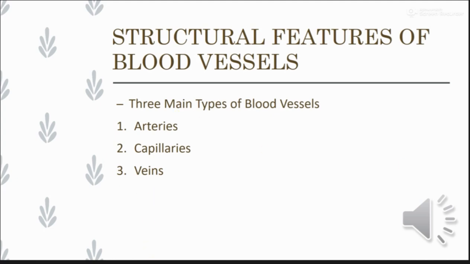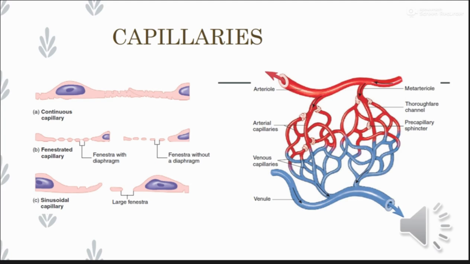Okay, so the first one is your capillaries. They are classified into three. We have continuous capillary, fenestrated, and sinusoidal. How they differ is based on their diameter and of course their permeability characteristics. So continuous capillary, as you can see, there are no gaps in between the endothelial cells. Okay, no fenestrae or windows. So meaning they are less permeable to large molecules. We can see them more commonly in the muscle, nervous, and connective tissue.